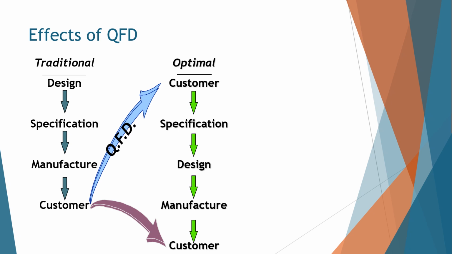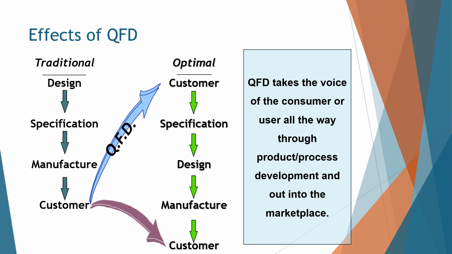You have the traditional design: the specification, manufacturer, customer. That's a QFD, and optimal: customer, specification, design, manufacturer, and the customer. QFD takes the voice of the consumer or user all the way through product/process development and onto the marketplace.